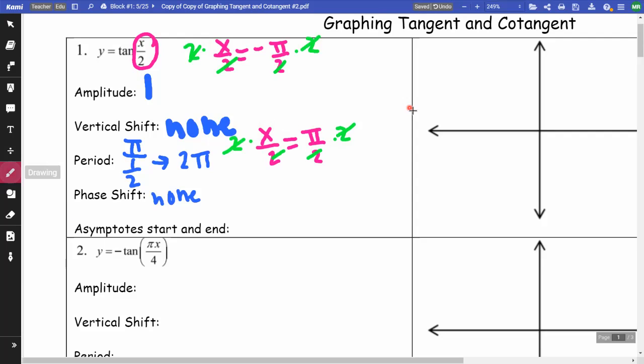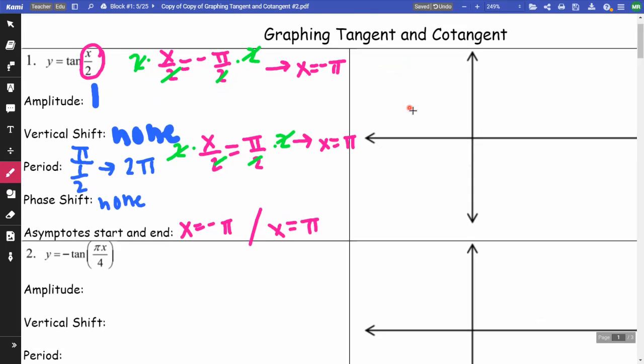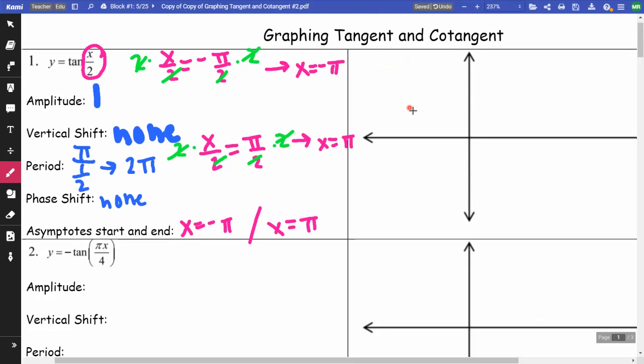Probably because I'm going to get as my answer here, x is going to be negative pi, and as my answer here, x is going to be pi. So I'm going to have my start at negative pi, and then my ending one is going to be at pi. Okay. So when I'm graphing this, I'm going to go from negative pi to pi. Those are the same distance on either side.